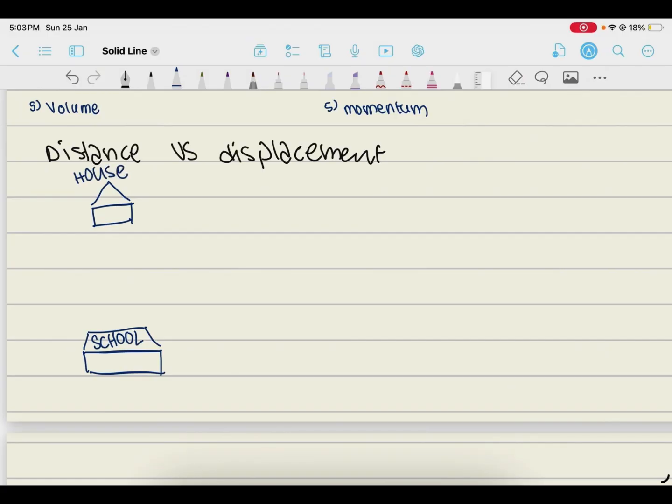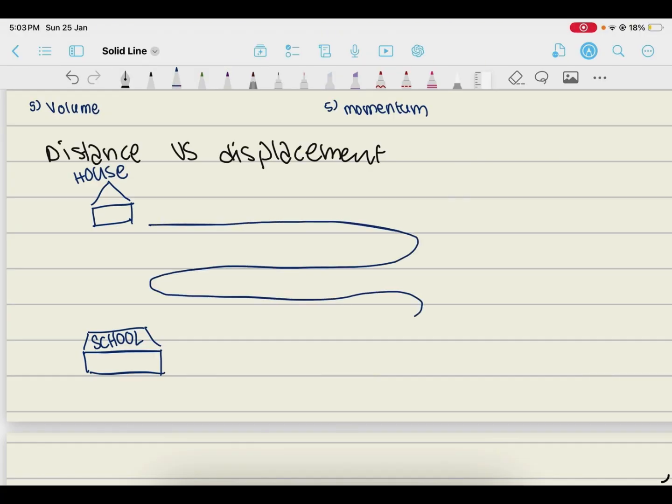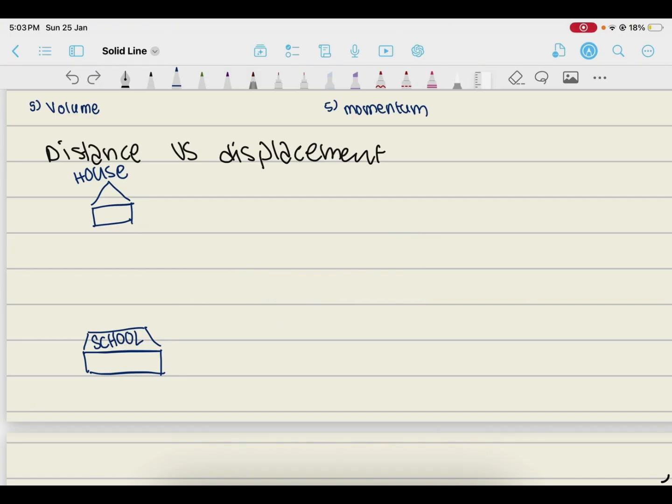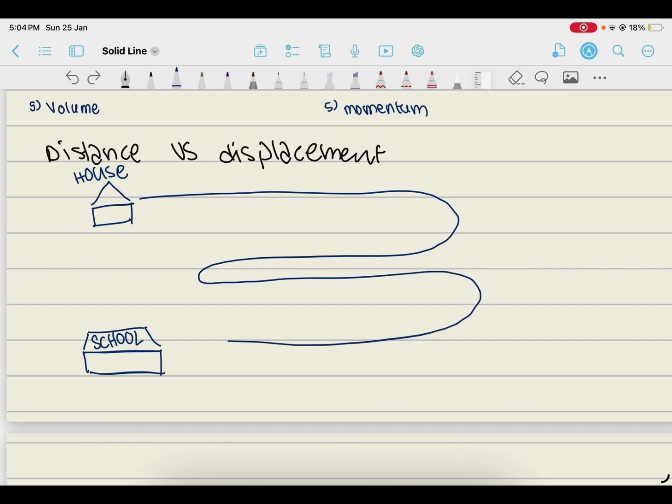Okay. Now, the road you take from house to school is this, okay? Sorry. This is the path you take. You have to go like this, okay? This is how you went to school. This is the road. But this thing is the distance.